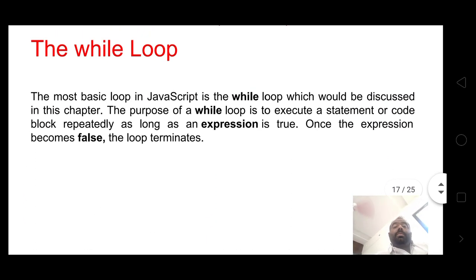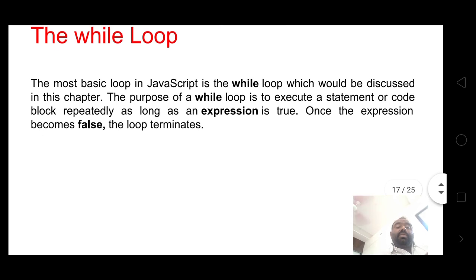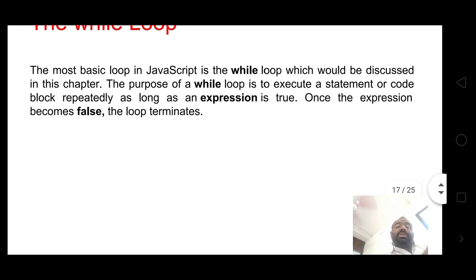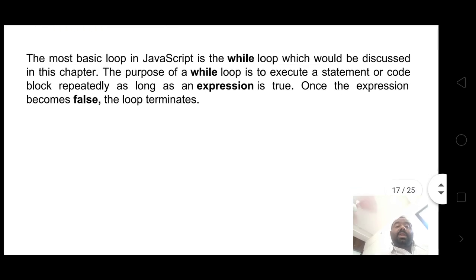The loop, while loop. These are loops in JavaScript. The most basic loop in JavaScript is the while loop, which will be discussed in this chapter. The purpose of the while loop is to execute a statement or code block repeatedly as long as an expression is true. Once the expression becomes false, the loop terminates.